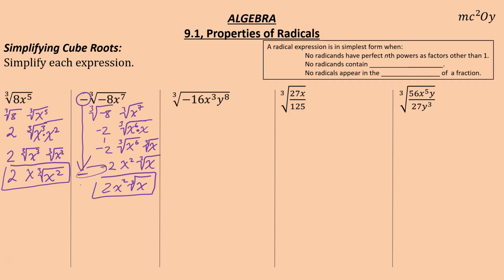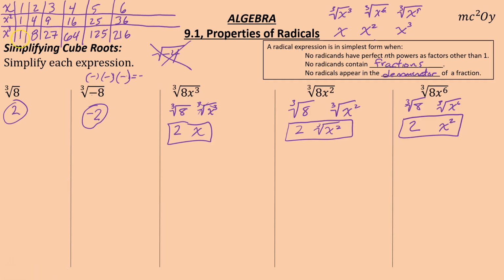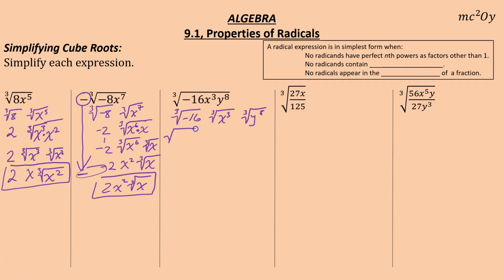Holy moly. Okay, let's try this one. I'm going to go ahead and break it up. Cubed root of -16, cubed root of x cubed, cubed root of y to the 8th. Hey, I know this seems a little confusing. You do your best here. Cubed root of -16. Well, remember our perfect cubes, right? Well, 8 goes into 16. Okay, well, let's use that. We can break that up as cubed root of -8 times 2. And notice I made it -8. If you have a negative, just put it with the perfect cube.